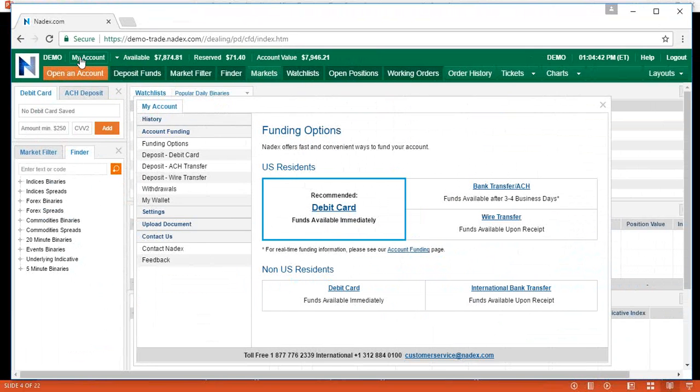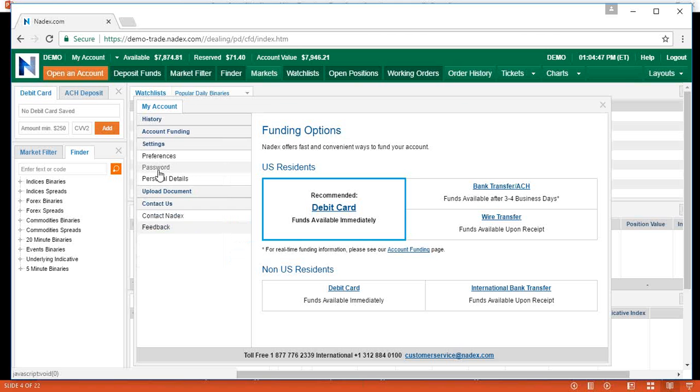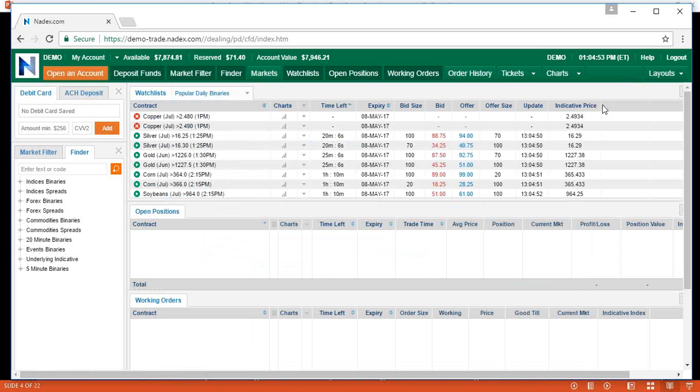Okay, go to My Account. You can go right here to Settings, and then right here to Password, and that will let you change the temporary password to whatever you'd like it to be. That way it's easy for you to remember.